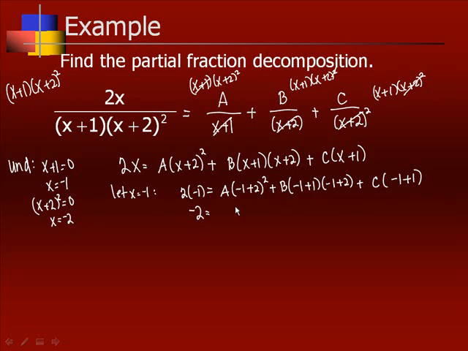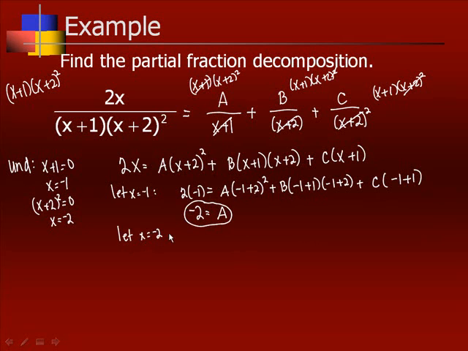So we get negative 2 equals, now negative 1 plus 2 is 1, and 1 squared is 1, so that's just A. Negative 1 plus 1 is 0, and 0 times anything is 0. And then the third one, C times negative 1 plus 1, that's also C times 0, which is also 0. So that says that A is negative 2.